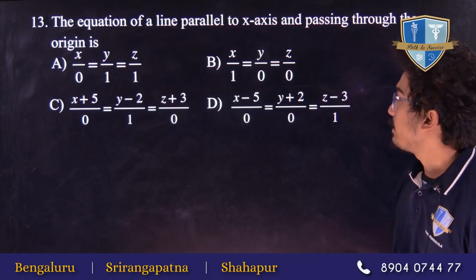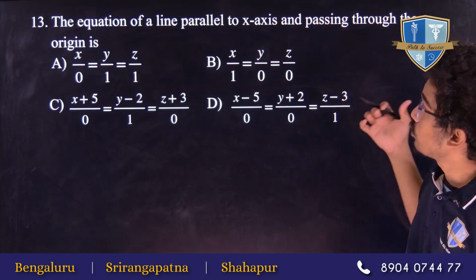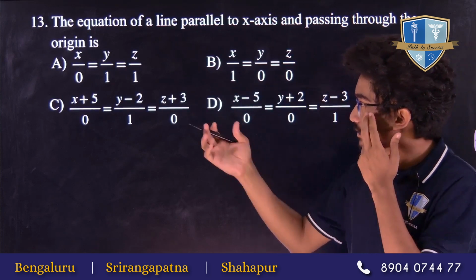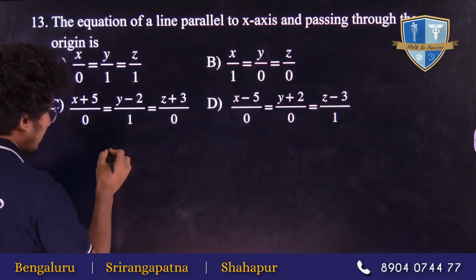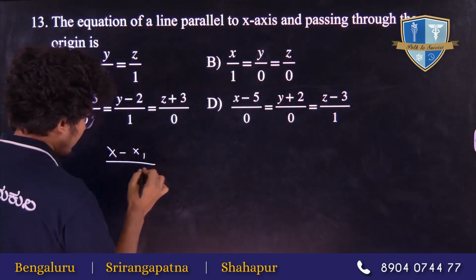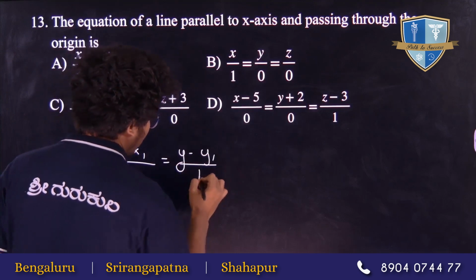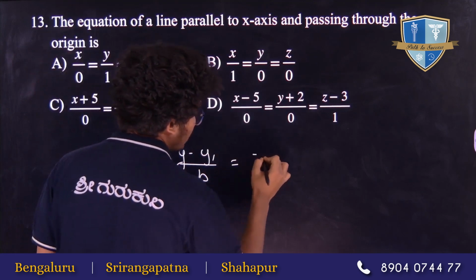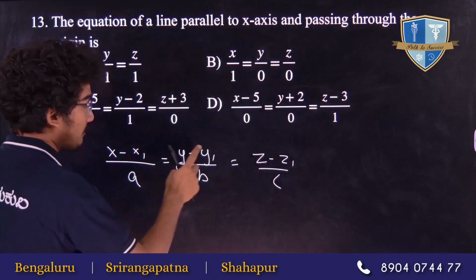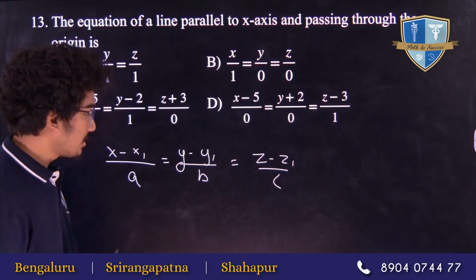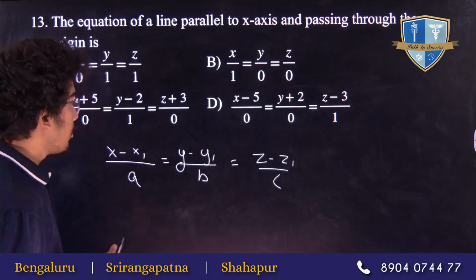The next question is: the equation of a line parallel to x-axis and passing through the origin is. And these are our options. So the general form of a line is something like (x minus x1) divided by a is equal to (y minus y1) divided by b is equal to (z minus z1) divided by c, where x1, y1 and z1 are the points on the line and a, b, c are the direction ratios of the line.